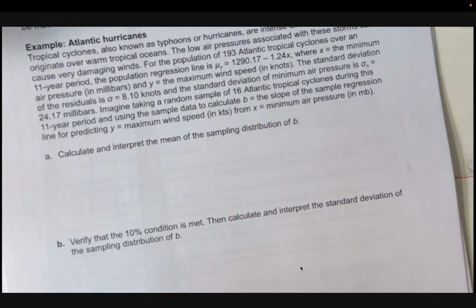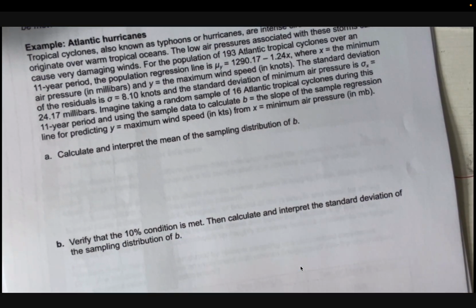So just like before, we needed to know the sampling distribution of x bar or the sampling distribution of p hat. We need to know the sampling distribution of b here because we need to be able to use the standard deviation to help us calculate a confidence interval or run a significance test on the slope, okay? The mean and standard deviation.